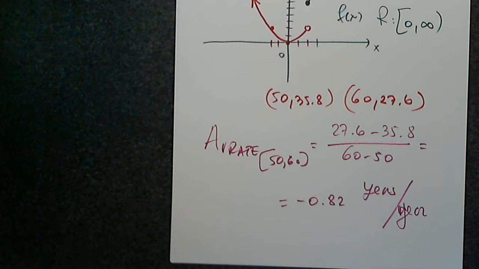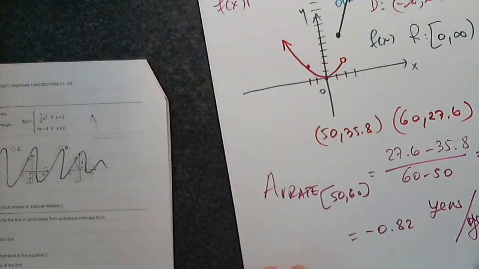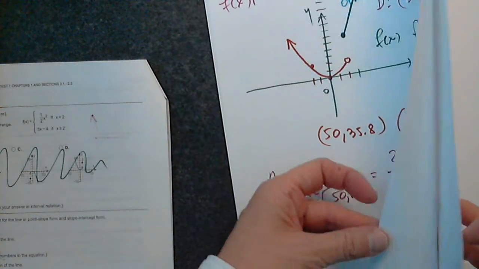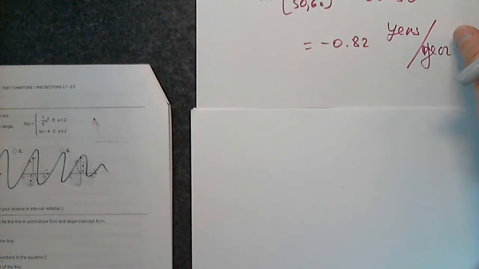Number 18. Okay, we're asked to graph a linear equation using x and y intercepts.